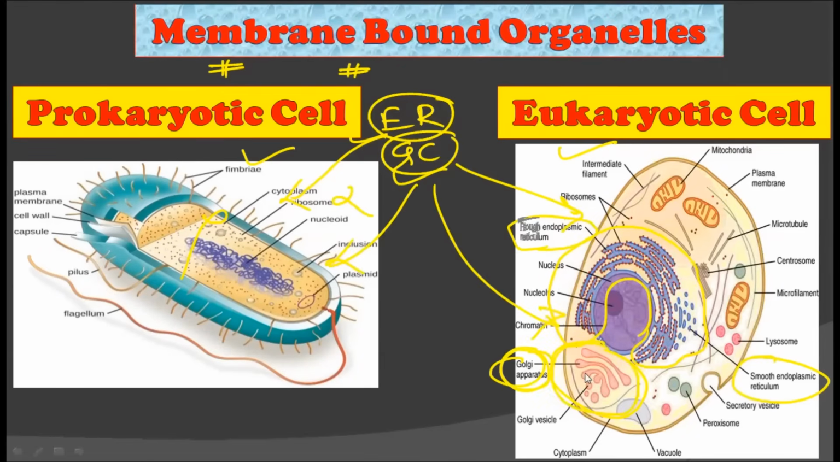You can find here, this is the Golgi complex, which shows its presence in the eukaryotic cells, but it is absent in the prokaryotic cells. This Golgi complex is involved in many important metabolic activities, but it is still absent in the prokaryotic cells. So, in relation to membrane-bound organelles, the prokaryotic cells lack the membrane-bound organelles like endoplasmic reticulum and the Golgi complex, while these are present in the eukaryotic cell.